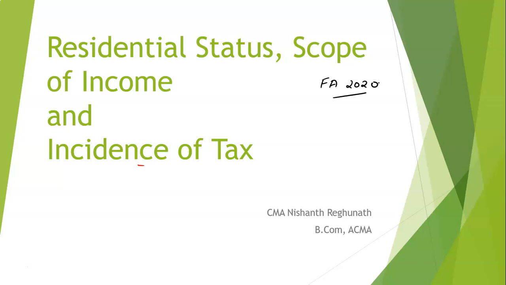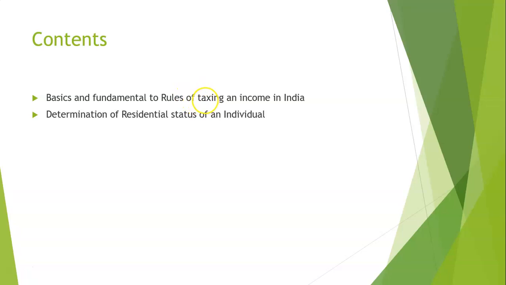All right. So yes, the topic for our study is residential status, scope of income, and incidence of tax. And this video will be the first part of our study for this topic. In this video, I'll be explaining to you a lot of basics and fundamentals that you need to know with respect to the rules that make an income taxable in India. That is, an income becomes taxable in India on the basis of two rules. One rule is based on the assessee, and that rule is called the residential status rule. And the other rule is based on the income, not the assessee, on the income, and that rule is called the source rule.